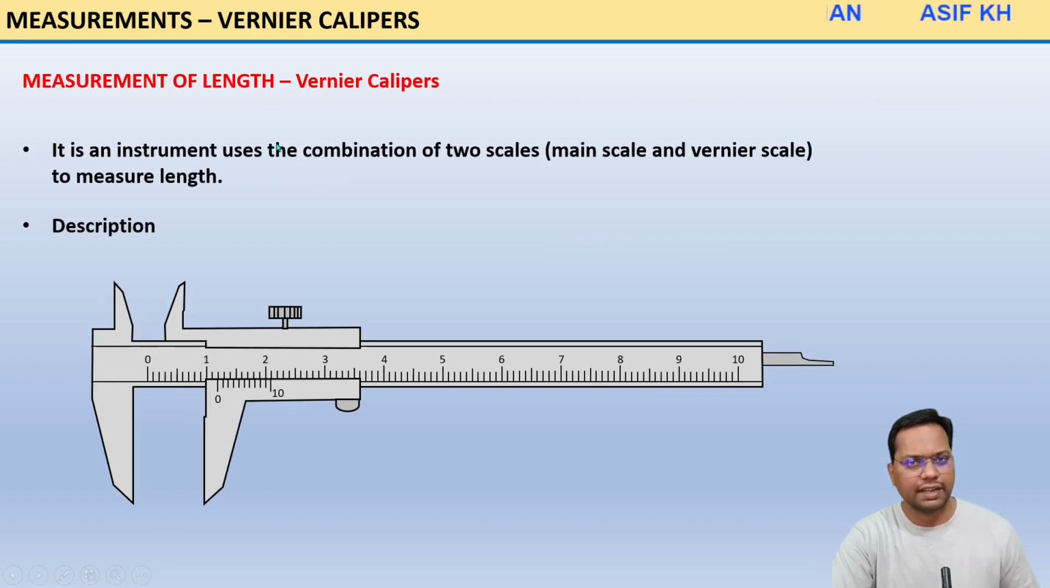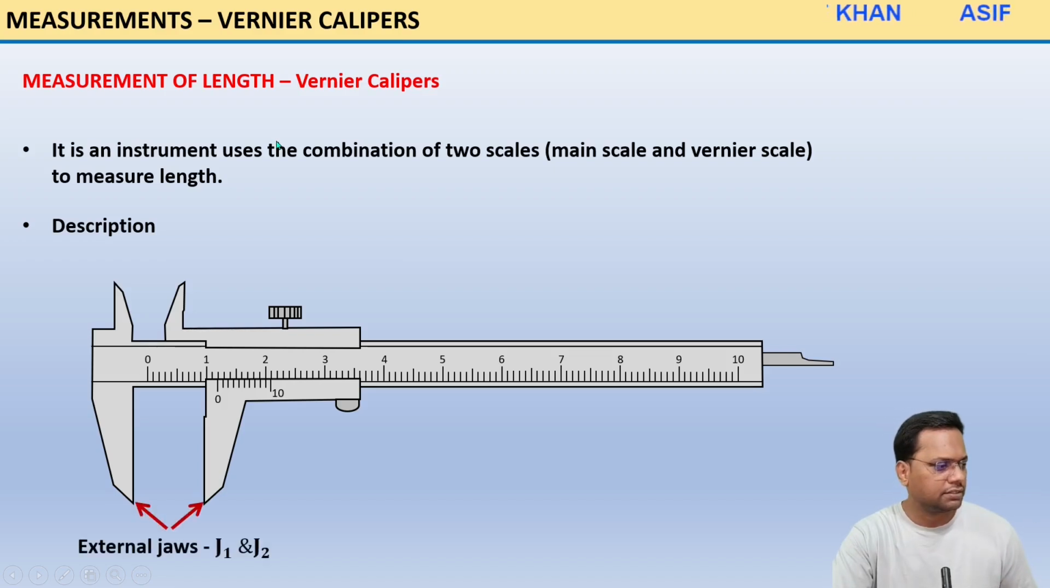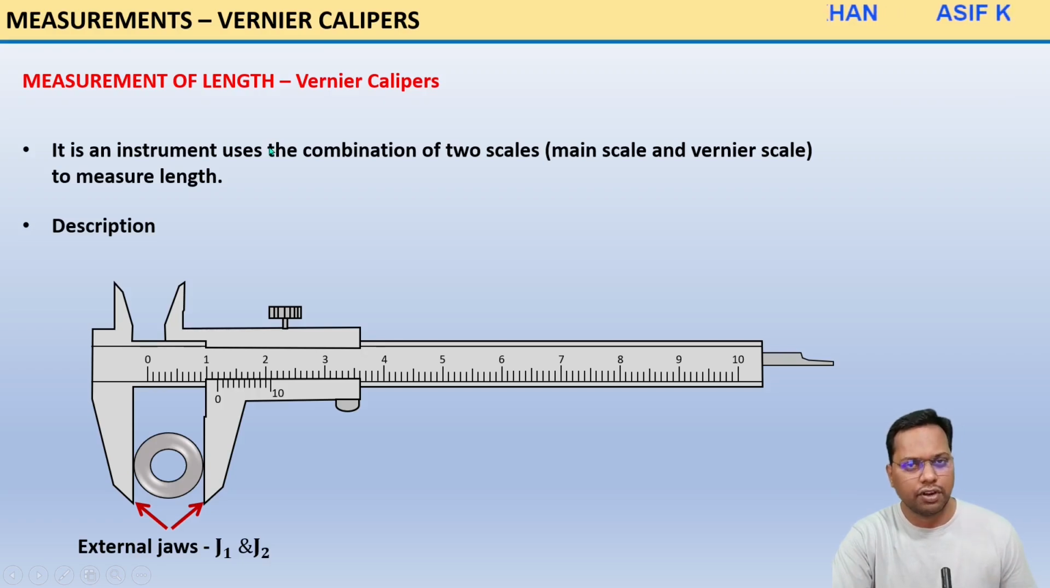Now, if we see the next part, the first part is the main scale, the second part is the Vernier scale, and the third part is the external jaws. The jaws that you see at the lower part of the main scale, that is J1, J2, these are the external jaws. The external jaws are used to take the measurement of the external dimensions. For example, if you have a ring, and you want to measure the outer diameter of the ring, then the ring is inserted between the two jaws J1 and J2 as shown in the figure, such that the two jaws are touching exactly the outer circle of the ring.